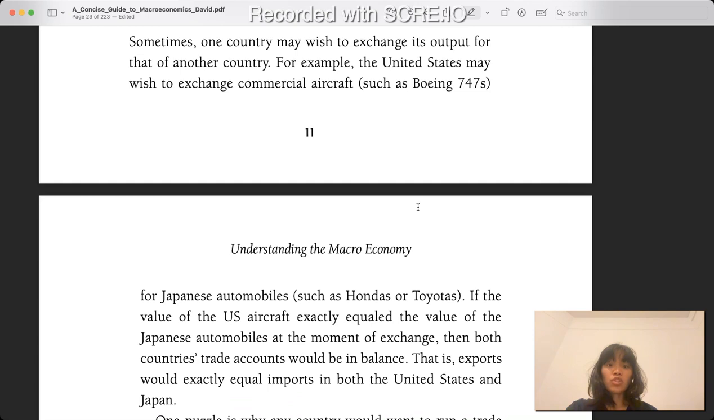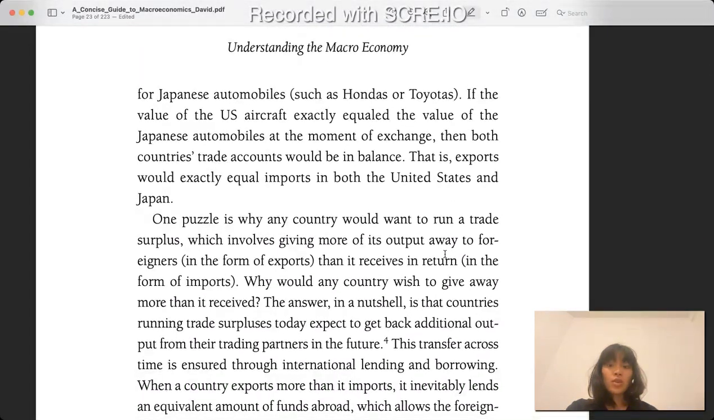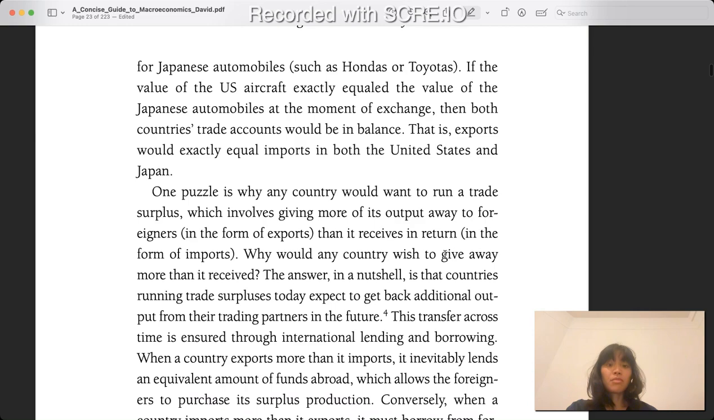Sometimes one country may wish to exchange its output for that of another. The US may wish to exchange commercial aircraft for Japanese automobiles. If the value of the US aircraft exactly equals the value of the Japanese automobiles, then both countries' trade accounts would be in balance.